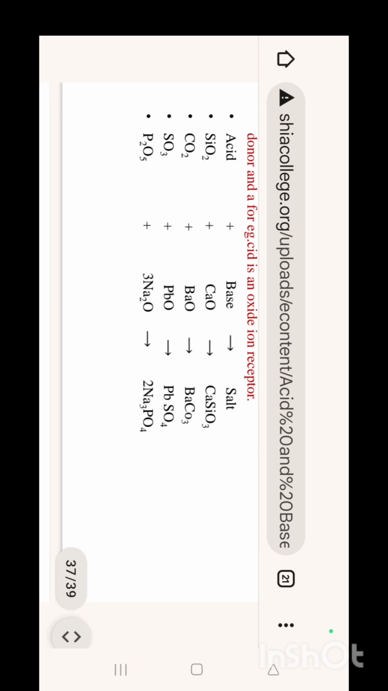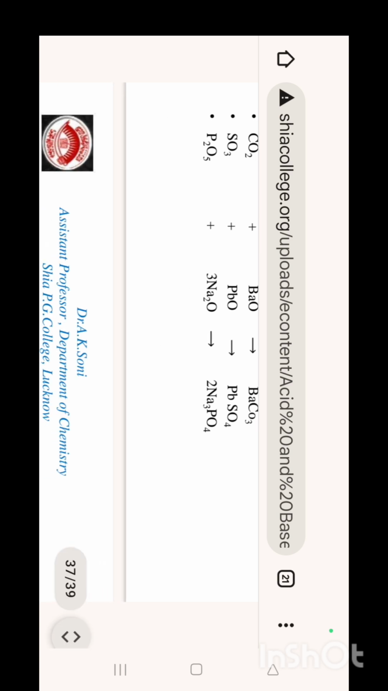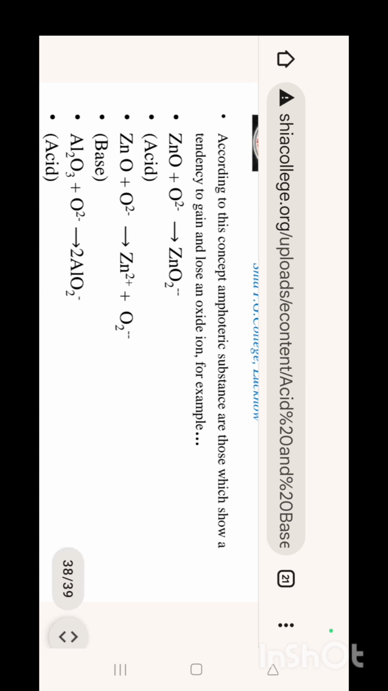Acid plus base gives us salt, like SiO2 plus CaO gives CaSiO3, CO2 plus BaO gives BaCO3, SO3 plus PbO gives PbSO4, P2O5 plus 3Na2O gives 2Na3PO4. According to this concept, amphoteric substances are those which have the tendency to gain or give an oxide ion, like ZnO plus O2 minus gives ZnO2 2 minus, acid; ZnO gives Zn2 positive plus O2 minus, base; Al2O3 plus O2 minus gives 2AlO2 minus; Al2O3 gives us 2Al3 positive plus 3O2 minus.